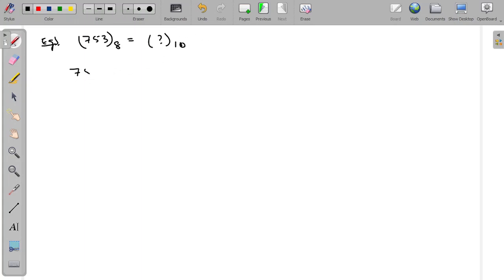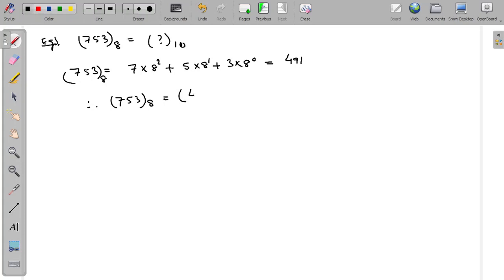Again the process is similar. We can write 753 and multiply with the individual digit weightage, that is 8 to the power 2 plus 5 times 8 to the power 1 plus 3 times 8 to the power 0, and this will give us 491. So we can write that 753 in octal is actually equal to 491 in decimal. So you got the idea, right?